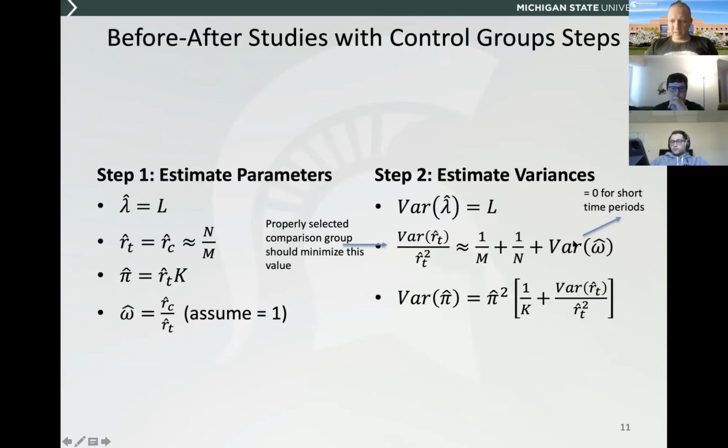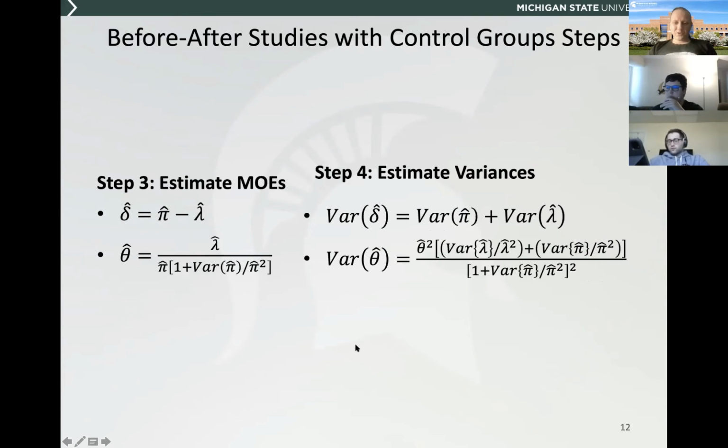Pardon me. And then this term, since we're assuming that this ratio is roughly equal to 1, this goes to 0. Okay. So in other applications, it would be possible to try to estimate these quantities directly, but just based on the research literature, that generally makes a very small contribution. And so then this simplifies down to just 1 over K plus 1 over M plus 1 over N.